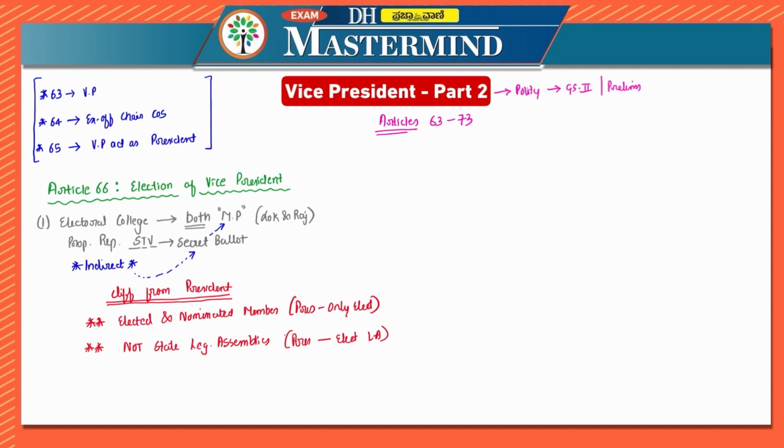First one is, there is no direct election, there is indirect election. There is a proper electoral college in which MPs of both the houses, Lok Sabha and Rajya Sabha, participate. And that election happens by means of proportional representation, by means of single transferable vote with secret ballot. And how is it different from President? That also we have seen. So this is mentioned in Article 66 subclause 1.